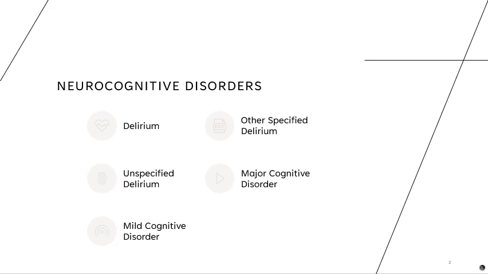Major neurocognitive disorders show evidence of a significant cognitive decline from previous level of performance in one or more of the various cognitive domains: complex attention, executive functioning, learning and memory, language, perceptual motor, or social cognition. Mild neurocognitive disorders show evidence of a moderate cognitive decline from the individual's previous level of performance in the same domains as the major neurocognitive disorder.